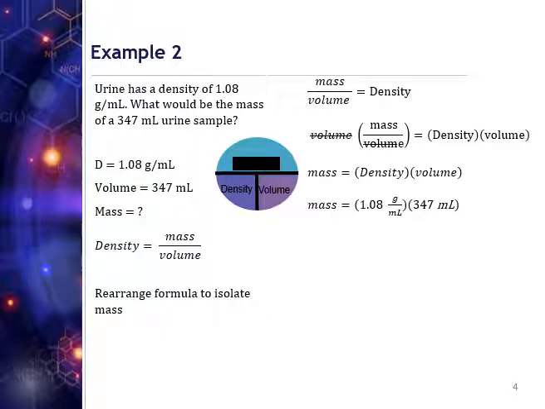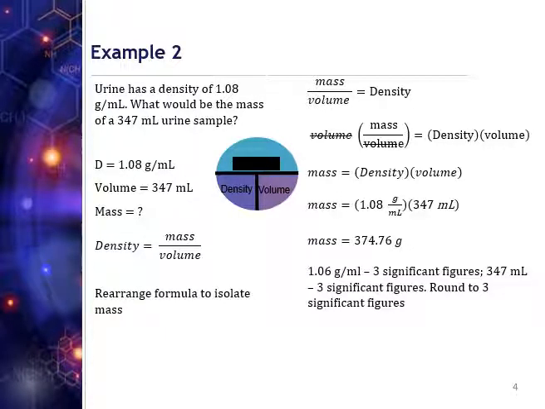Substitute in. The mass is 1.08 grams per milliliter times 347 milliliters. The mass is 374.76 grams. And as noted before, you need to round to 3 significant digits, and so the mass is 375 grams.